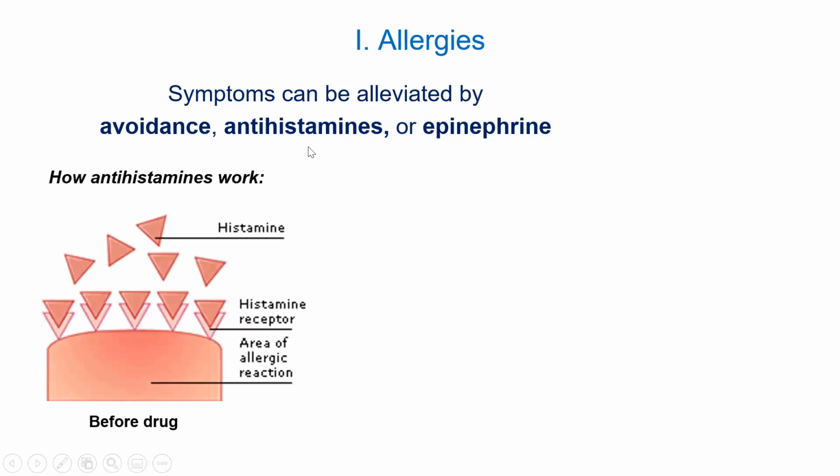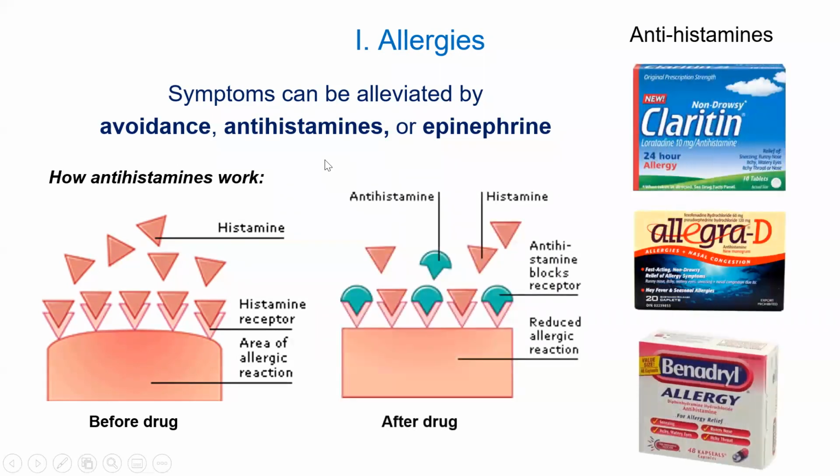So the allergies are activated by histamines. Antihistamines are drugs that block these. So you can see there's the histamines. It's binding to receptors in the body and causing inflammation. And there's the antihistamines blocking the histamines and hopefully alleviating the symptoms.